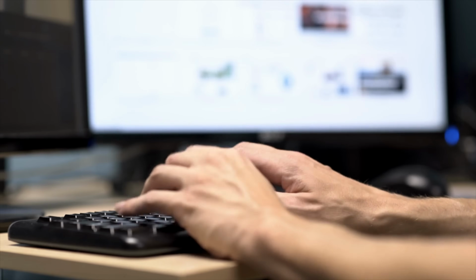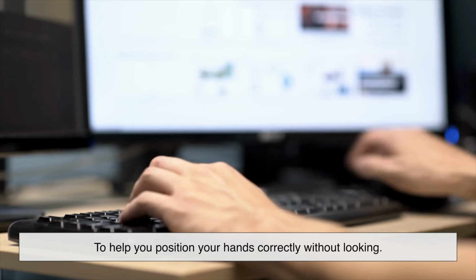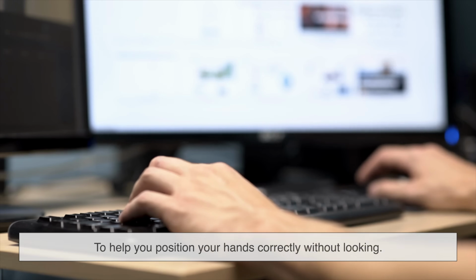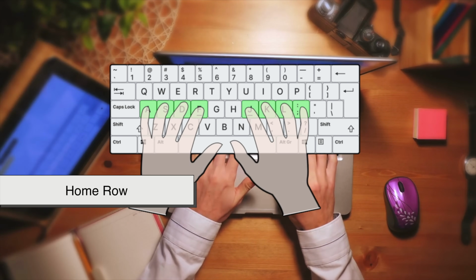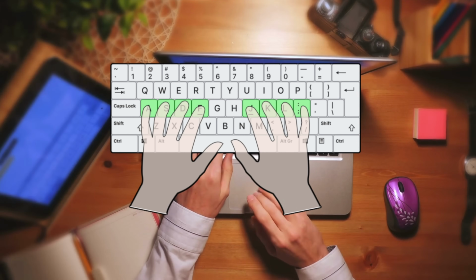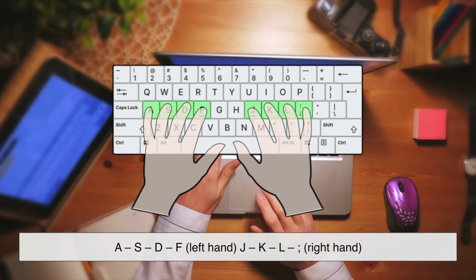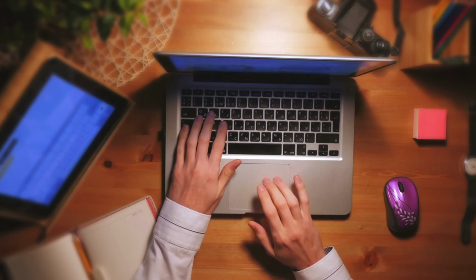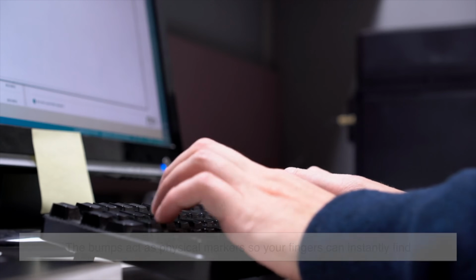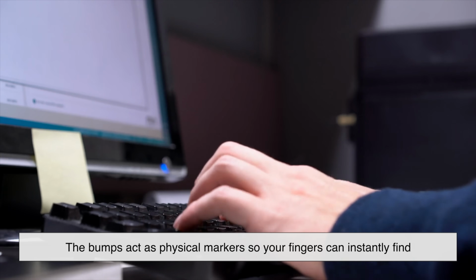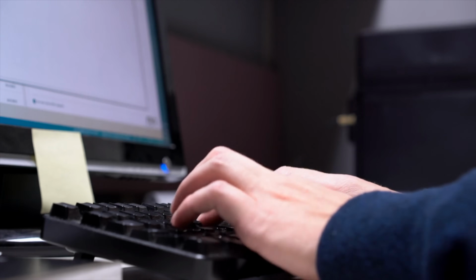The bumps on the F and J keys are there for one main reason: to help you position your hands correctly without looking. In touch typing, your fingers rest on what's called the home row. For a standard QWERTY keyboard, that row is ASDF for the left hand and JKL for the right hand. Your index fingers naturally rest on the F and J keys. The bumps act as physical markers so your fingers can instantly find their starting position by touch alone.